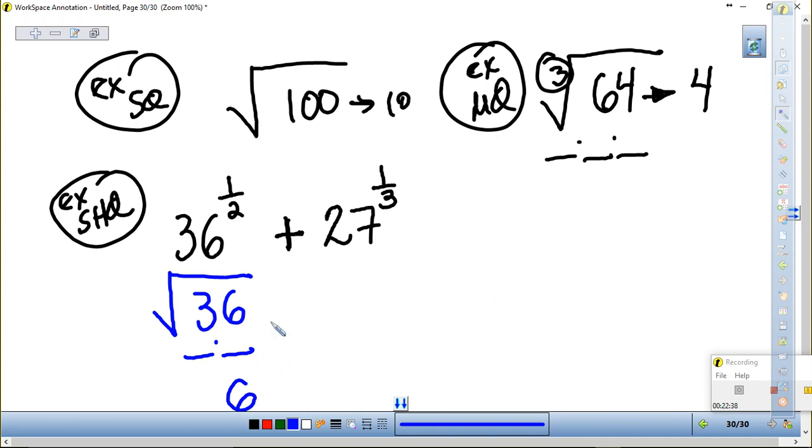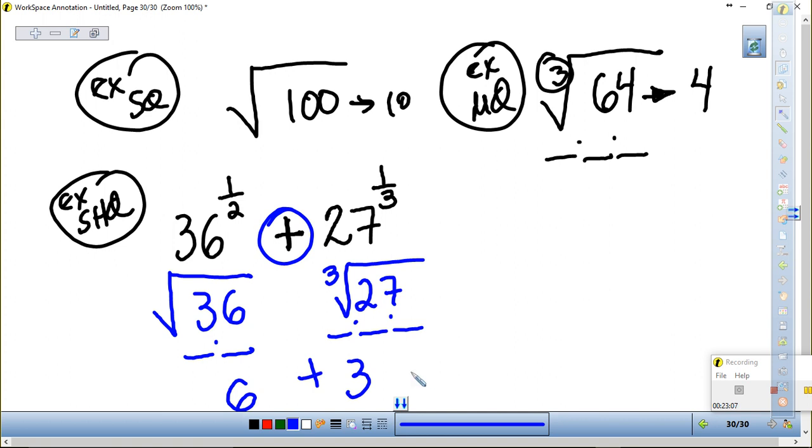How about Mia? How do we rewrite this one? 27 to the 1/3. 27 is the radicand. Radical, index of 3. So what is cube root of 27? 3. Hands if you got that. That is correct. What number times itself 3 times gives 27? And at the end, what do we do? So therefore, this is 9. Hands if you got that. Let's go.